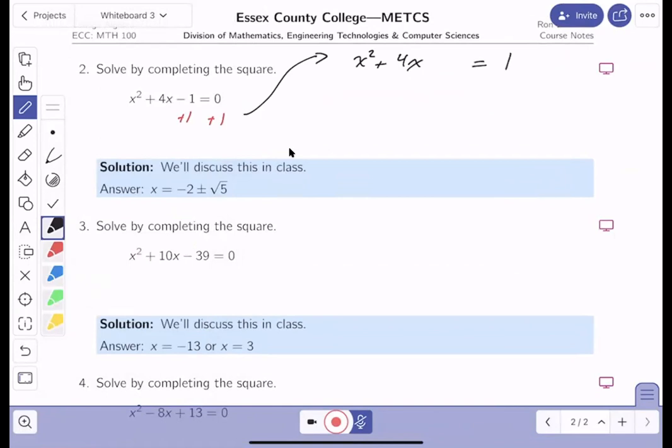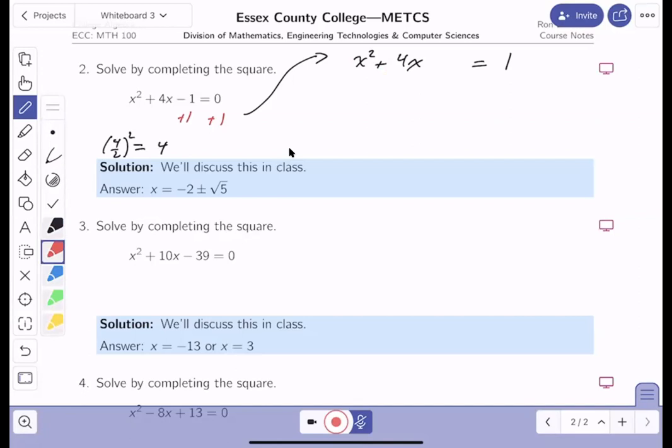You notice I left a space there. I'd like to have the coefficient here to be 1 because it makes it a lot easier for me to deal with it. And this is a 1. What do we do? Take half of the 4 and square it. Let me write that down for you. So if you took half the 4 and squared it, you would get 4.